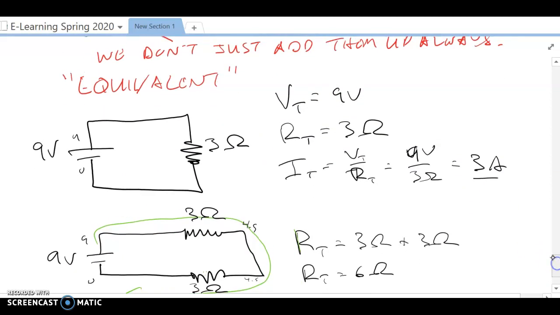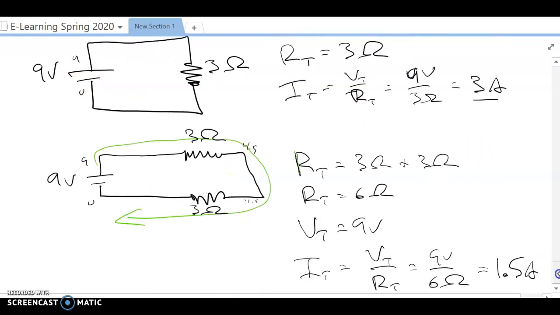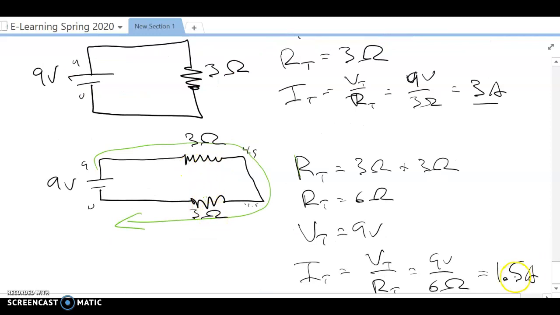Remember, when it was just one of those resistors, twice as much current could flow. You can get 3 amps flowing through that because it wasn't too much resistance. Twice as much resistance, you get half the current. All right, you buying that?